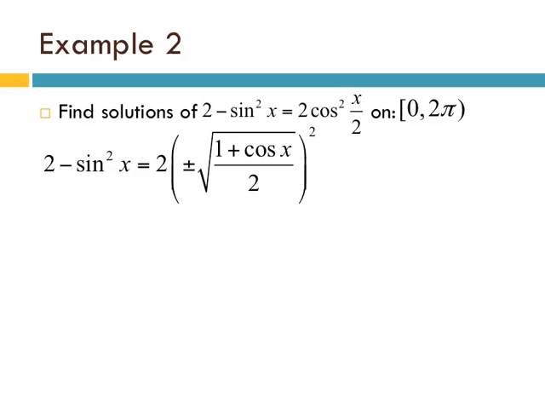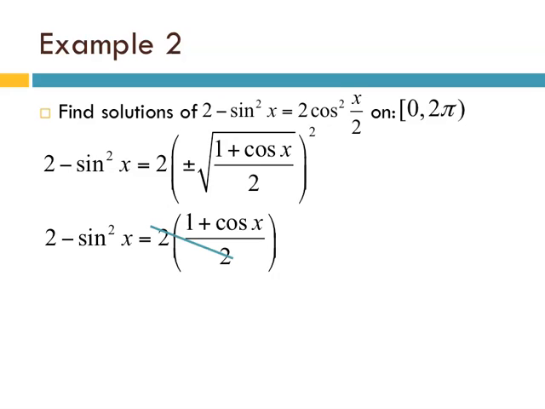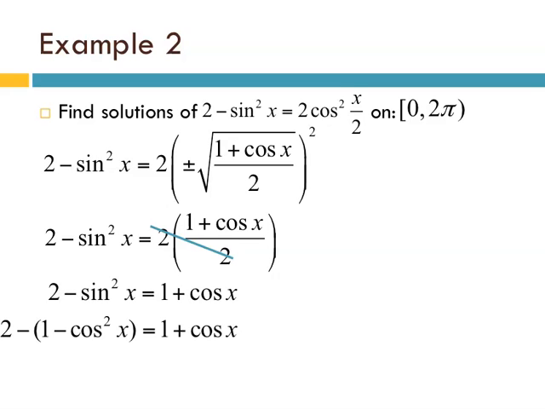The square root and the squared cancel each other out, and you're left with 1 plus cosine of x all over 2. The 2's cancel here. That leaves us with 1 plus cosine of x on the right. Now that definitely simplifies from what we originally had, but it's still not enough to get us to be able to solve this. Now one thing you can do is you can use the Pythagorean identity to get everything in terms of cosine. So if we replace that sine squared with 1 minus cosine squared, that's going to be able to get the equation down to just cosine.